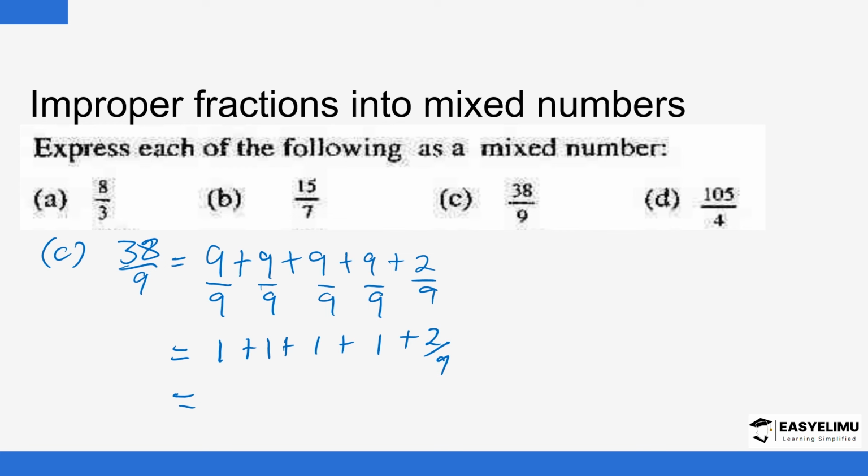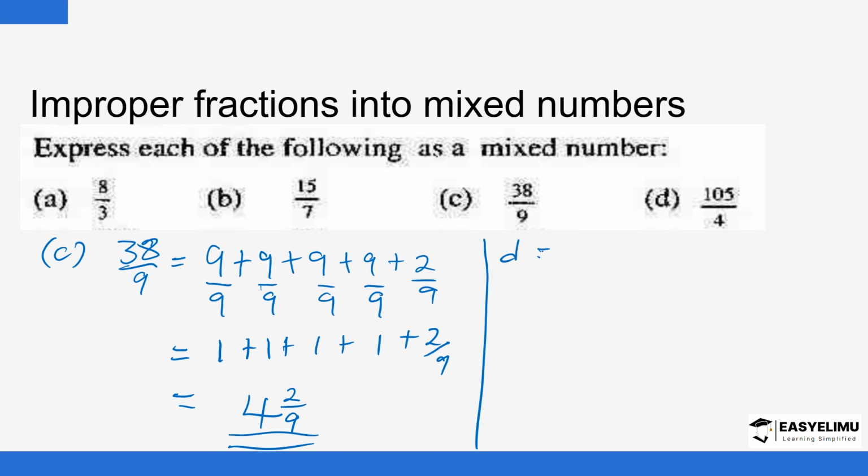So remember, I've said this is just one of the methods. There are very many methods that we can use. So 1 plus 1 plus 1 plus 1, that is 4. So we have 4, and the remainder here is 2 over 9. So as a mixed number, it is 4 and 2 over 9. You see.